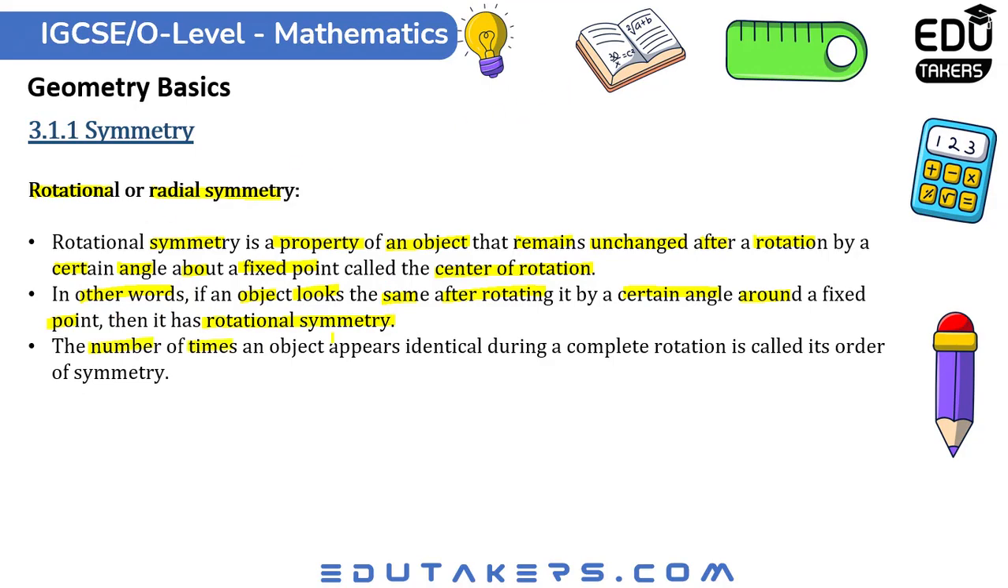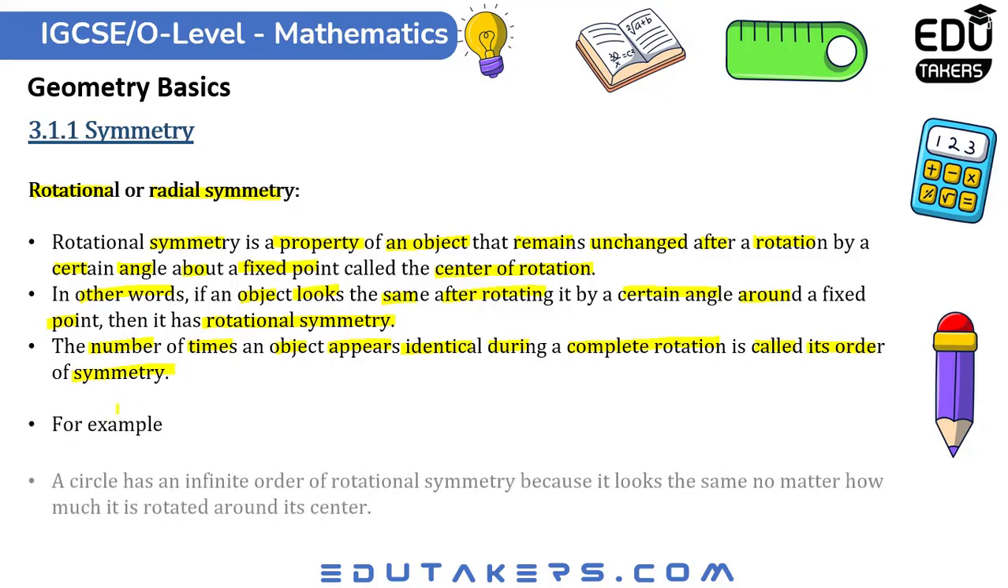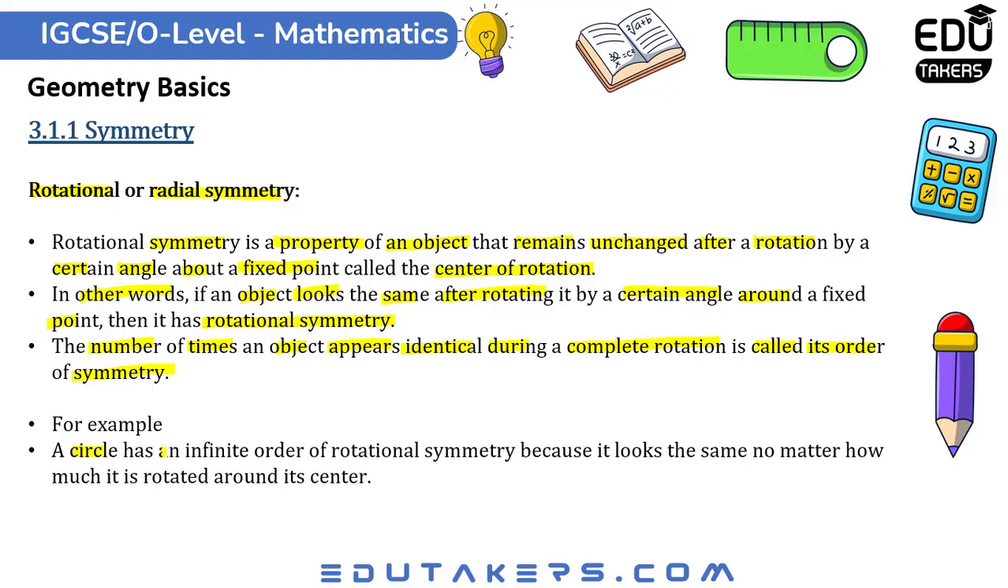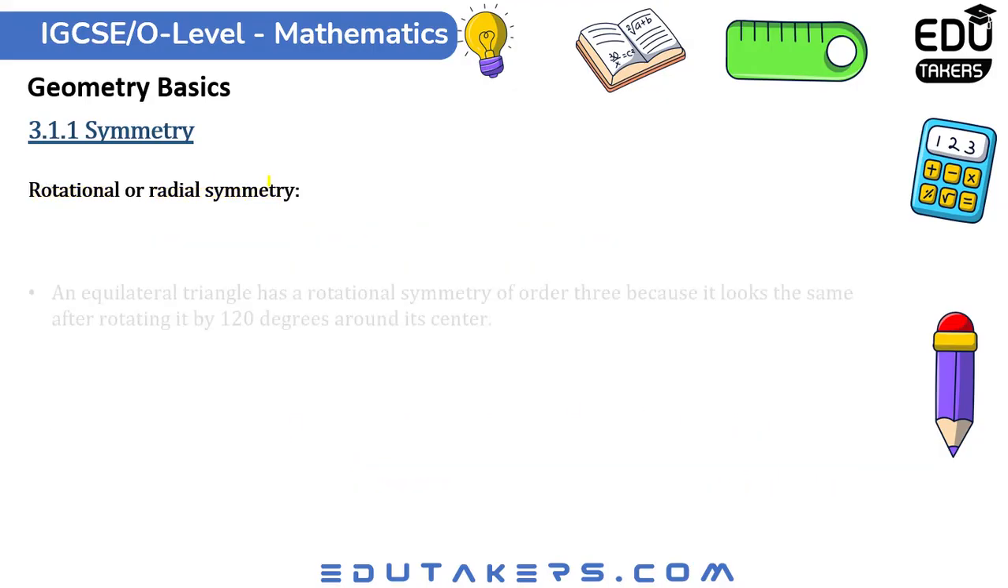The number of times an object appears identical during a complete rotation is called its order of symmetry. For example, a circle has an infinite order of rotational symmetry because it looks the same no matter how much it is rotated around its center.